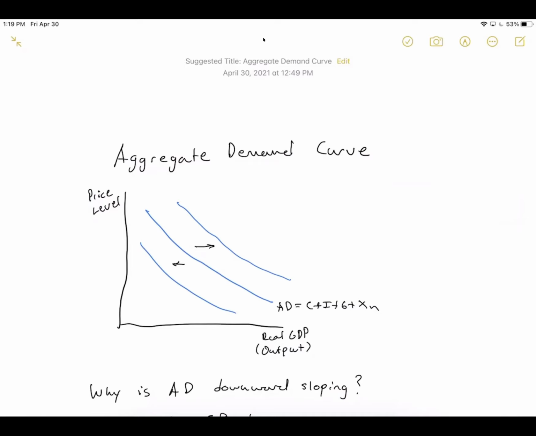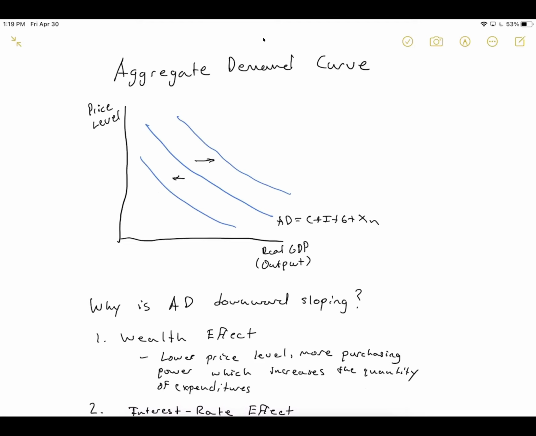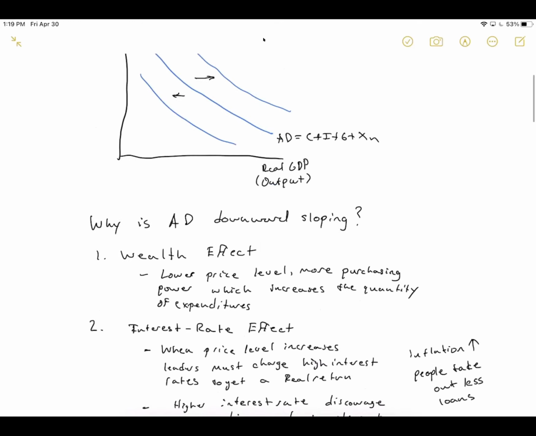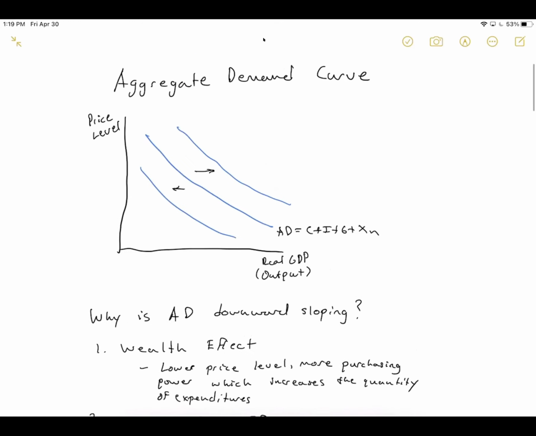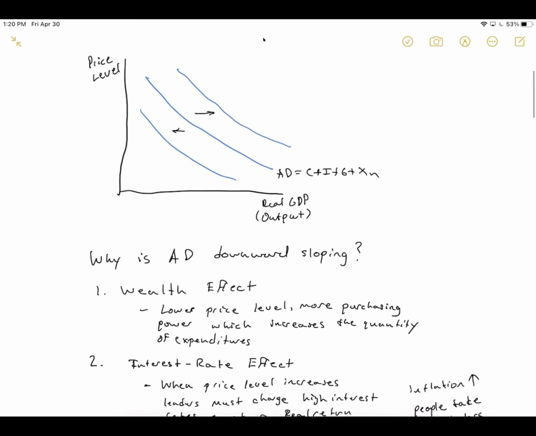So the aggregate demand curve, when we're drawing that out on a graph, we're always going to have the price level on the y-axis and output on the x-axis. And basically what that's saying is that as price level decreases, our real GDP or output is going to increase, or the quantity. In this case, if we're looking at aggregate demand, then that means the quantity demanded will increase as price level decreases. And so there's three reasons why this curve is downward sloping. The first one is very intuitive and easy. It's the wealth effect.